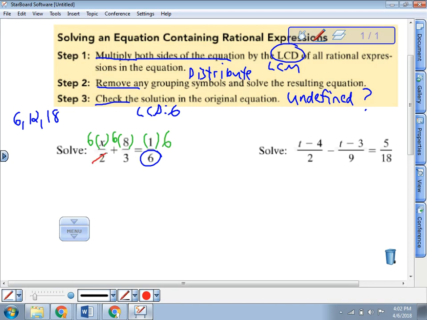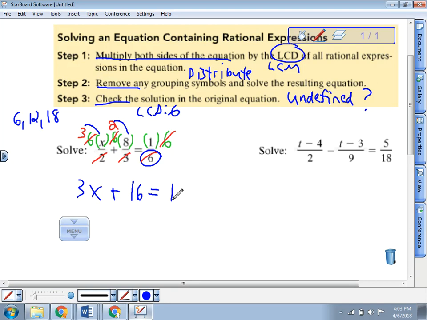Take a look. 2 goes into 2 once, 2 goes into 6 3 times. 3 goes into 3 once, 3 goes into 6 twice. And then the 6's become 1. It cancels out. At this point, I need to continue to simplify. I still have multiplication here. It's 3 times x, so that just becomes 3x plus 2 times 8, because I still have that up there in the numerator. So 2 times 8 is 16, and then this just equals 1.